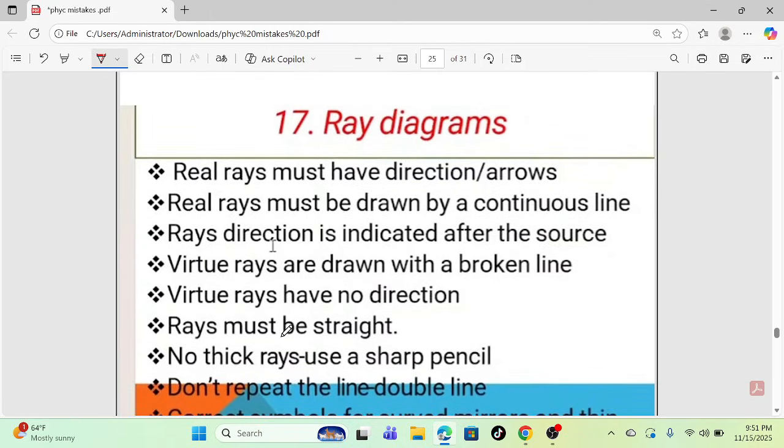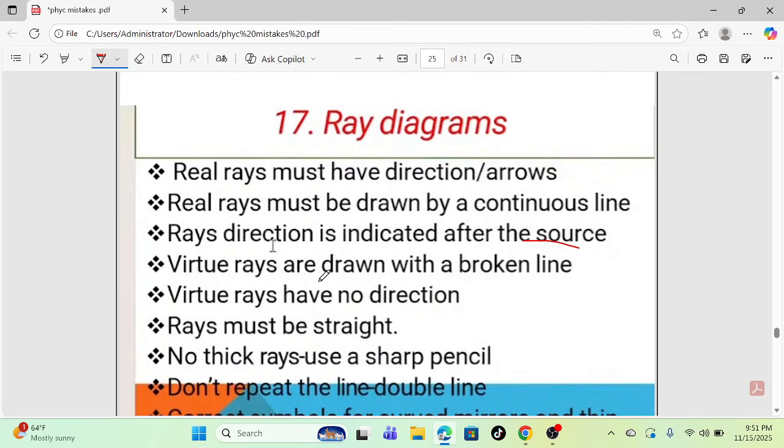Ray diagram. Ray diagrams are also very common. Real rays must have direction. It is a must, and I emphasize this. Real rays must have direction or arrows. Real rays must be drawn with a continuous line. Ray direction is indicated after the source.